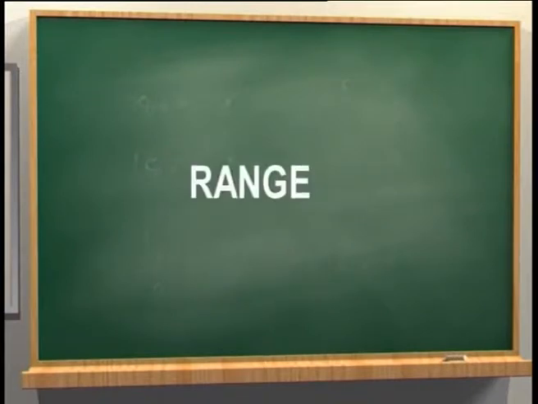Let's now discuss range. Of all measures of dispersion, range is the simplest. It is defined as the difference between the largest and the smallest observations. Notice that for grouped data, the largest and smallest observations are not identifiable. Hence, we take the difference between two extreme boundaries of the classes.